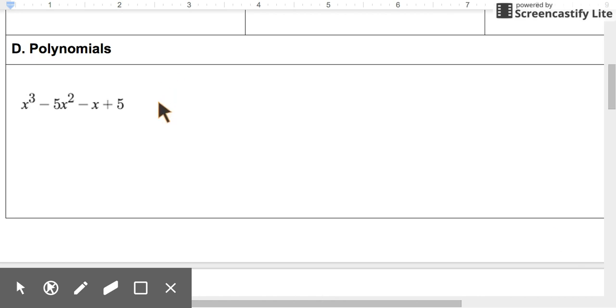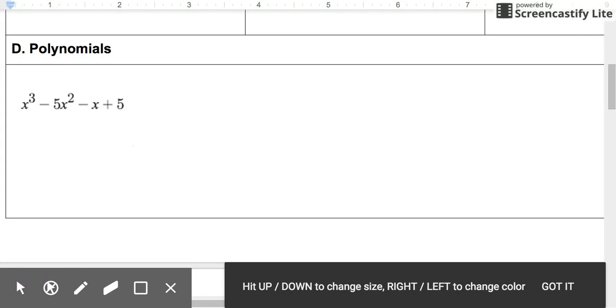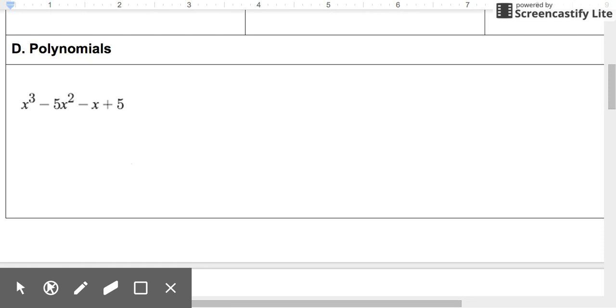How do we factor a cubic polynomial such as this one, x cubed minus 5x squared minus x plus 5, or any other polynomial that has higher degree than 3? We can think of this as a polynomial function. And when we are dealing with a polynomial function, we look for zeros. And when we know what the zeros are, we can identify the factors. So let's look for the possible zeros of this polynomial.